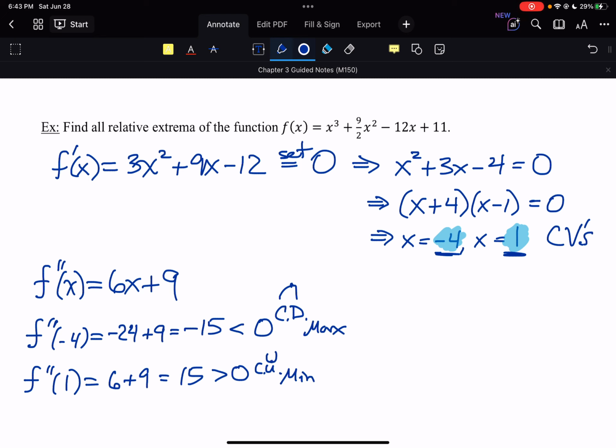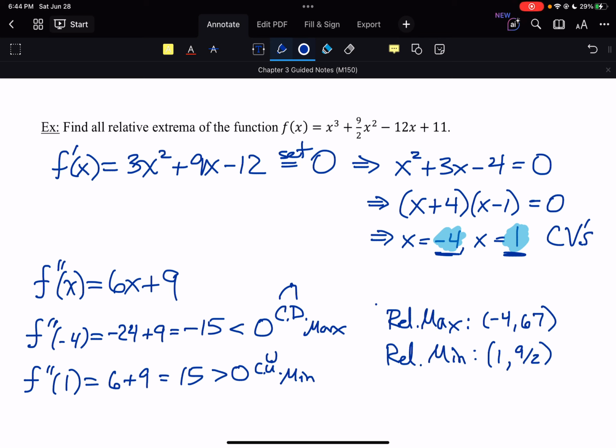And now we don't need to do a number line at this point. So this kind of replaces that process. Like I said, this won't be easier for every function, but for functions like this, it is fairly straightforward to just work with 6x plus 9 instead. But we end up with a relative max at negative 4. If you were to plug that back in, I'll just tell you, you get negative 4 comma 67. So kind of work for a calculator there. And a relative min at 1 comma 9 halves is the value we would get there.